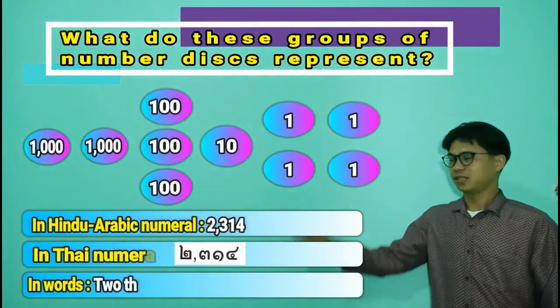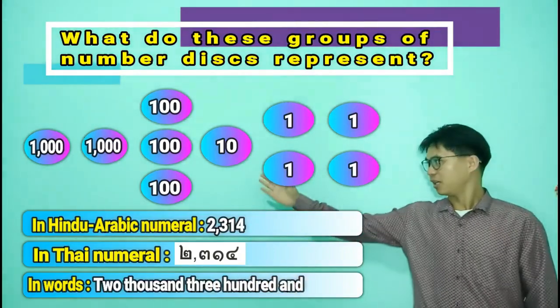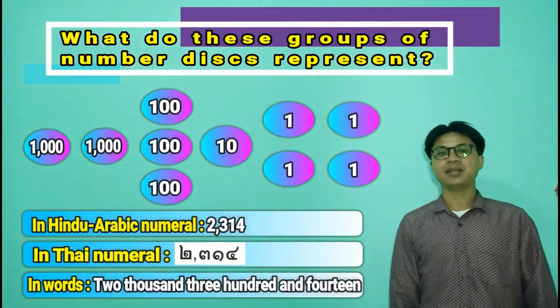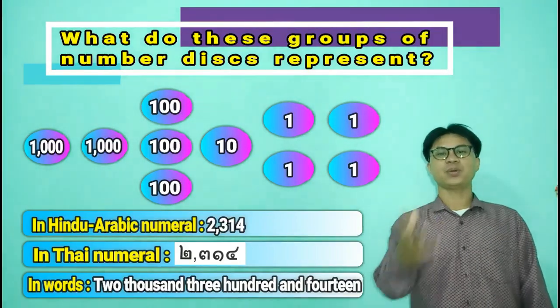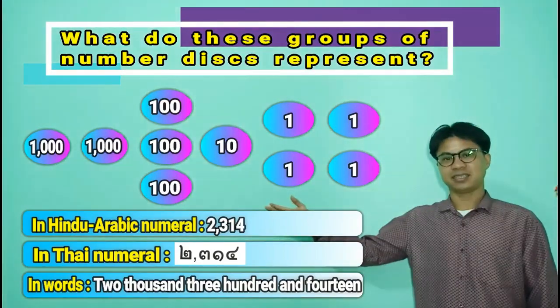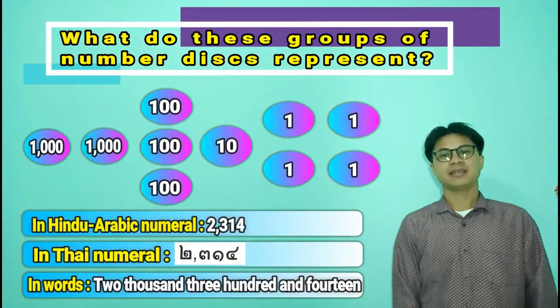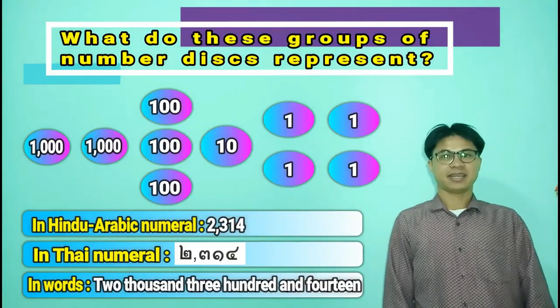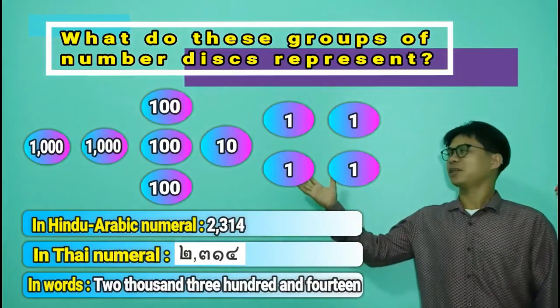So if you add this together, the total is 2,314. If you write this in Thai numerals, look at here, this is the number, and if you write this number in words, it would be read like this: 2,314.